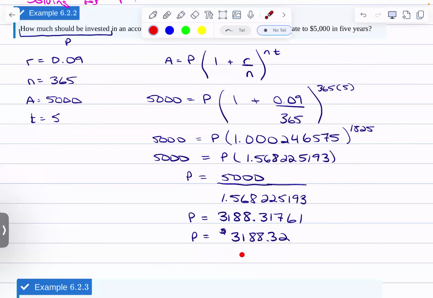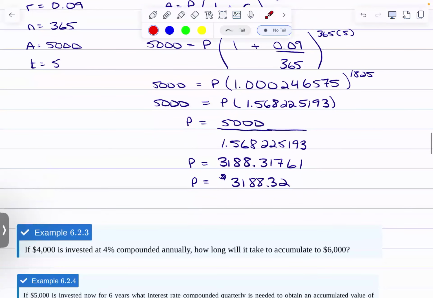But you'd need to invest 3,188 and 32 pennies. And like before, I want to see the full number. Hey, where's my pointer? There. I want to see the full number. And then for money, you can round it to 2 decimal places. Right? Money is 2 decimal places, but the answer is more. Nice.